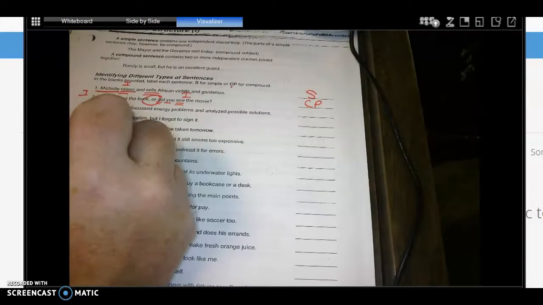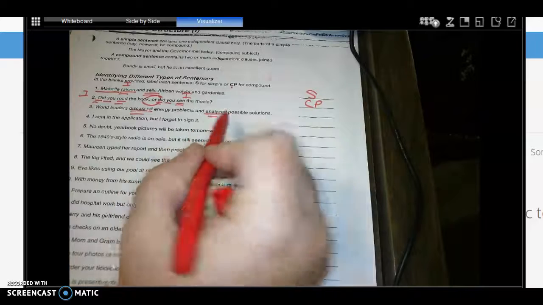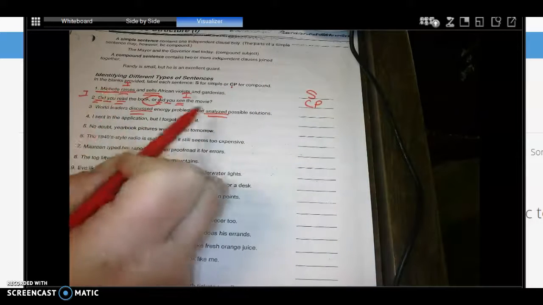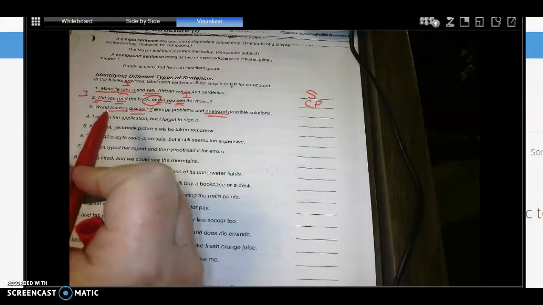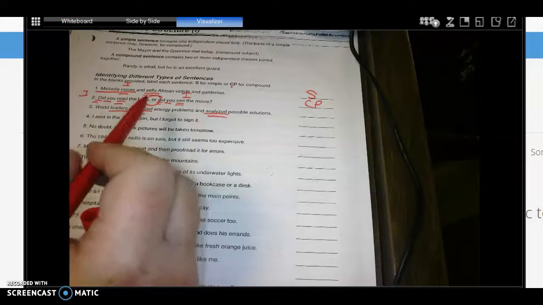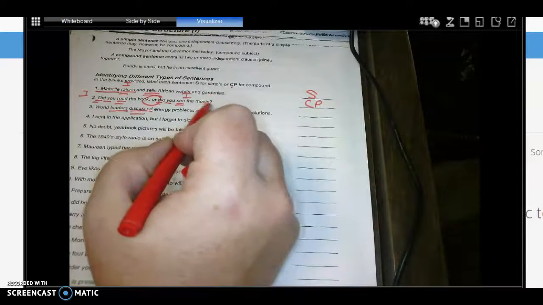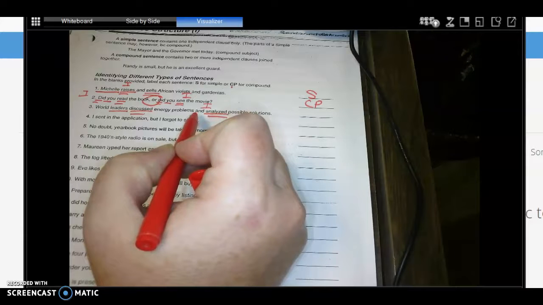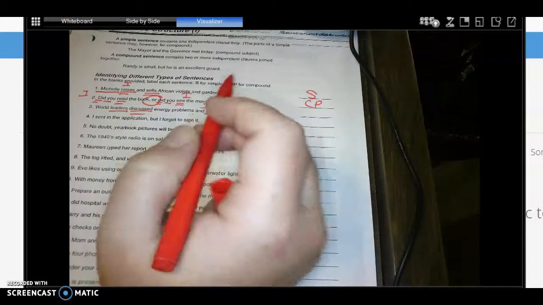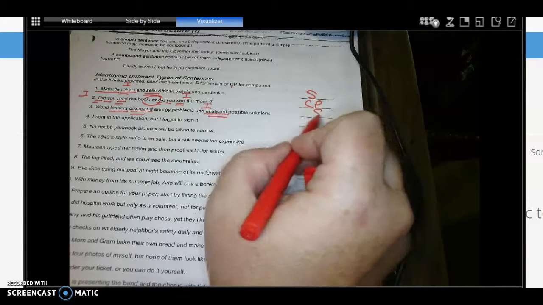Let's look at the next one. You should have discussed and analyzed, and then my subject is who discussed and analyzed, and the answer is leaders. If you had world leaders, that would be okay too. But I don't have a conjunction with a comma. I do have this one here, but it's not connecting two independent clauses. It's just connecting these words. So this sentence is simple.